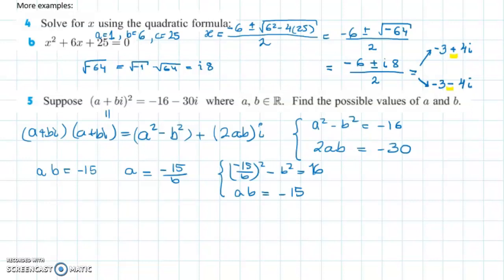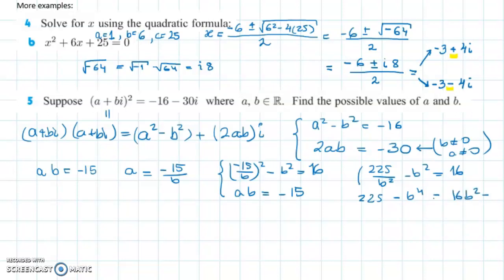We have 15 squared, so 225 over b squared minus b squared is equal to negative 16. That's the equation I want to focus on right now. Obviously, here we need to say that b cannot be 0, a can't be 0 either. I should have mentioned it before. It follows from the second of the equations. I want to transform my equation here into a quadratic, so I'm going to multiply by b squared to have 225 minus b to the power 4 plus 16b squared is equal to 0.